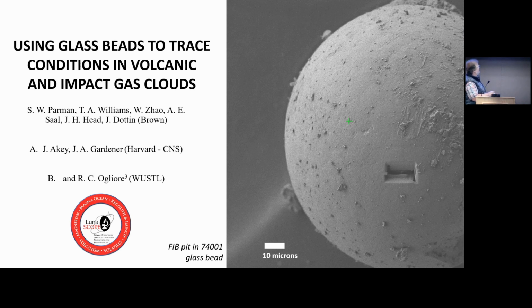And if you haven't seen a FIB pit, this is what you can do with these focused ion beam machines. You can cut out a little 10 micron chip of this and go to town on it analytically, which is what I set my graduate student, Tom, on. Tom just published this paper this year, and he really threw the kitchen sink at these beads. And what I want to show mostly today is his work looking at the surfaces of volcanic beads, but hopefully get you to the end and convince you that this would be a good thing to try to do on impact glass.